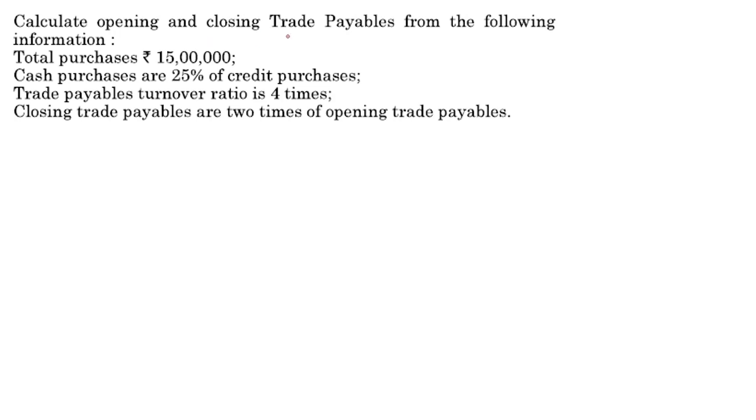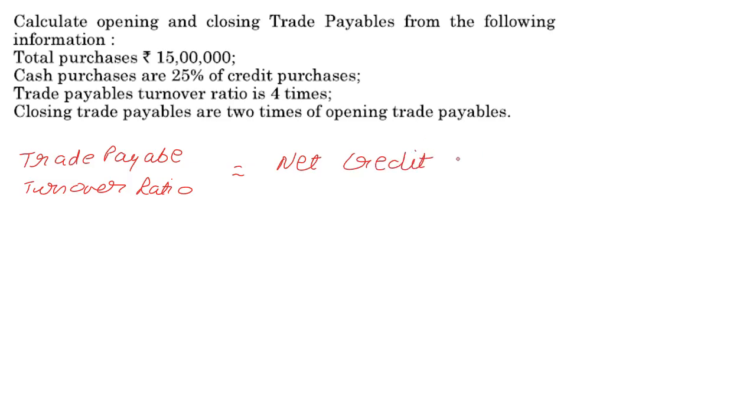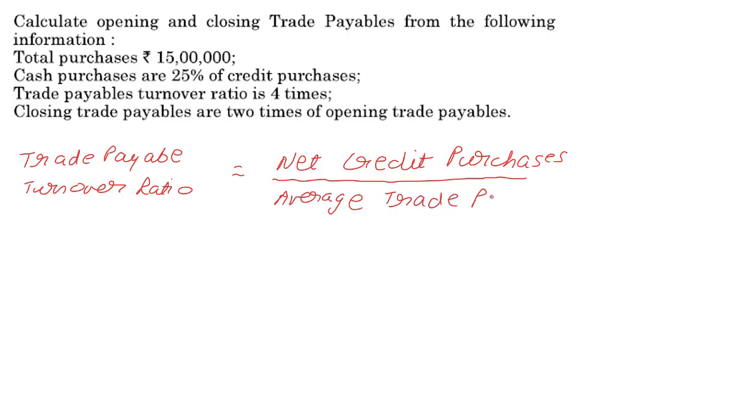We've been asked to calculate the opening and closing trade payables. The formula for trade payable turnover ratio is equal to net credit purchases upon average trade payables.